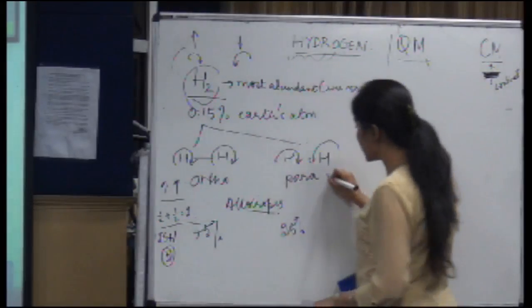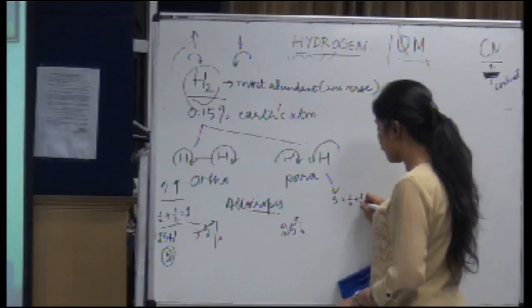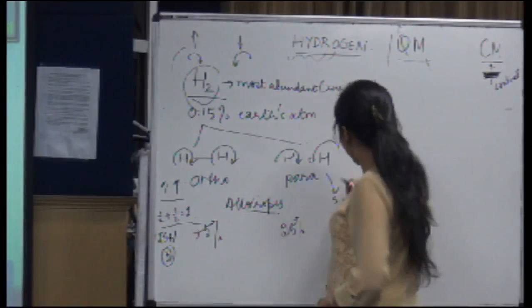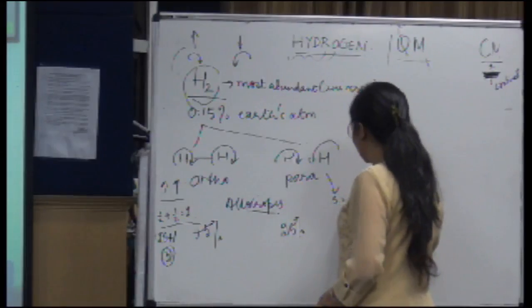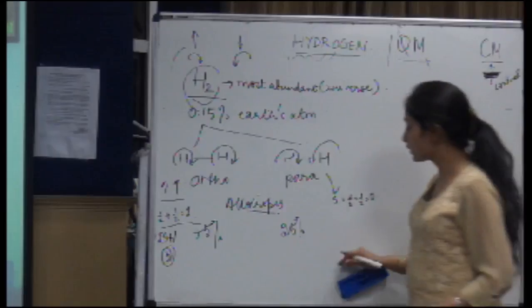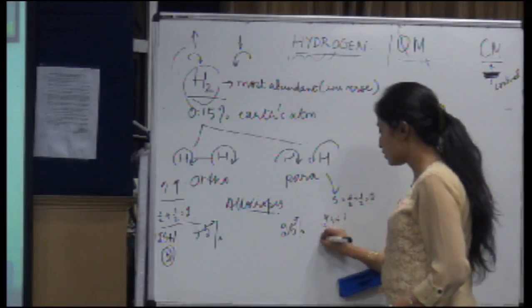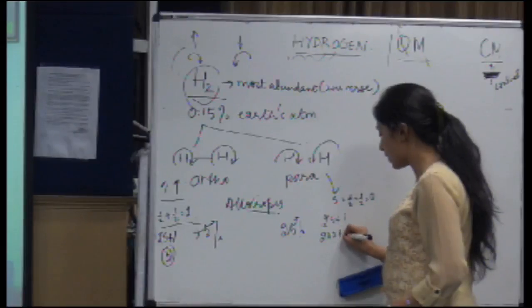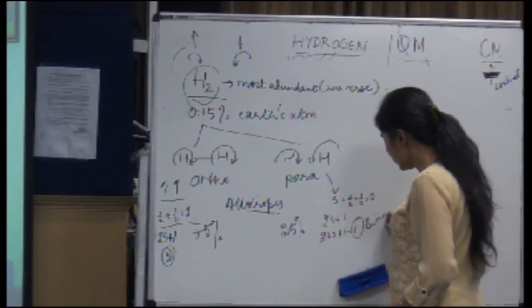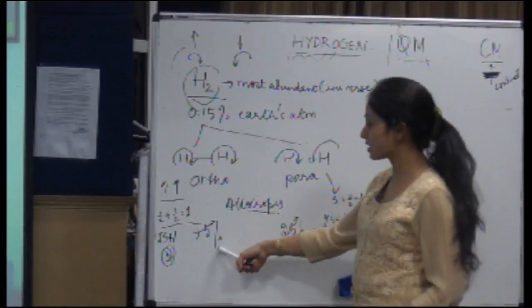And what about this case? Here the spin will be half minus half, which is equal to 0. So what will be the spin multiplicity? It is 2s plus 1, so 2 into 0 plus 1 is equal to 1. So this state is known as a singlet state, and the other is known as a triplet state.